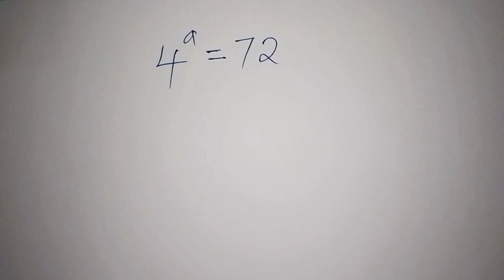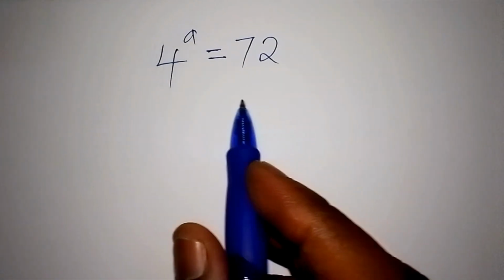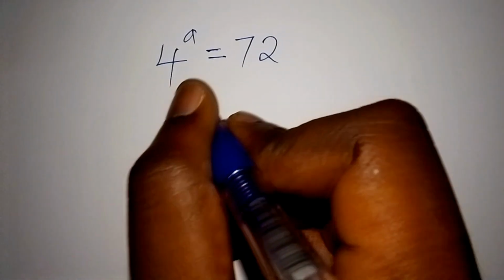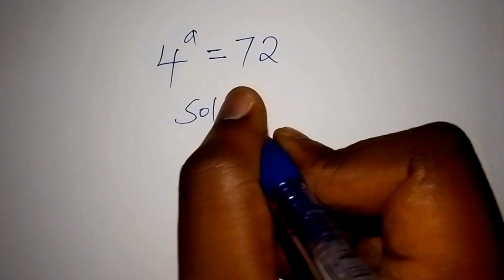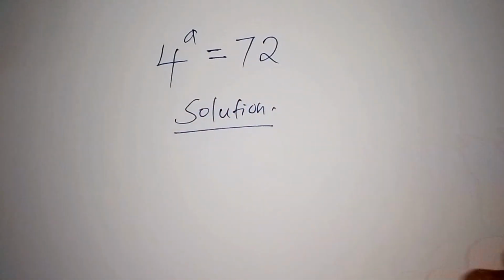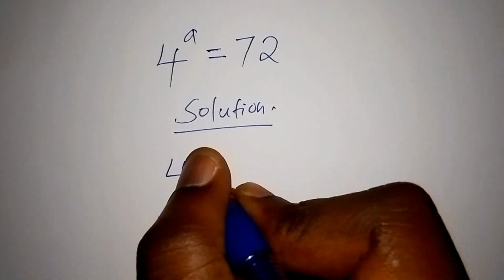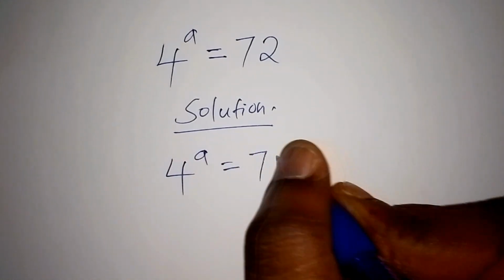Hello viewers, so let's work out this amazing maths Olympiad problem. So let's start with the solution. I shall be as quick as possible. So we have 4 to the power of a is equal to 72.